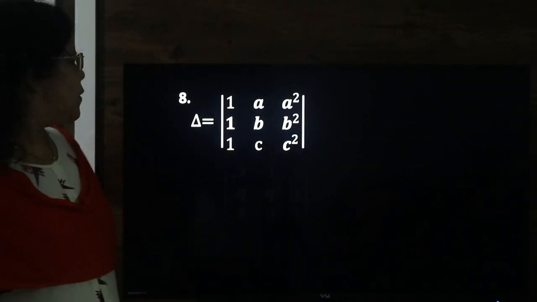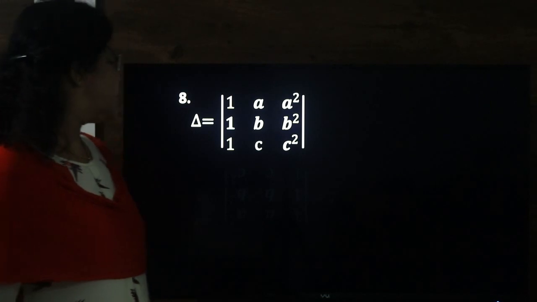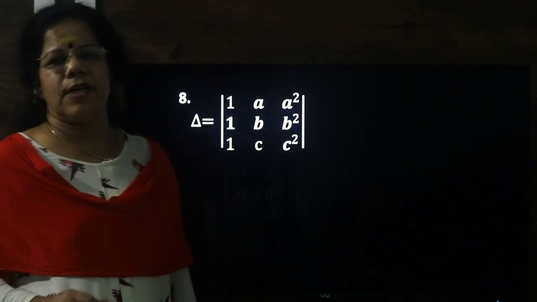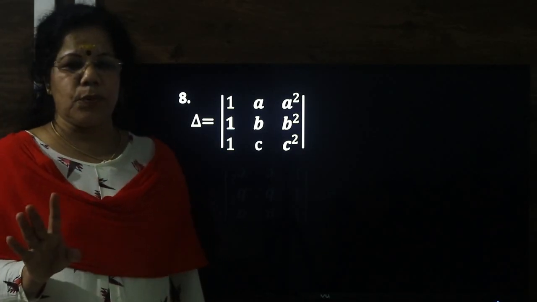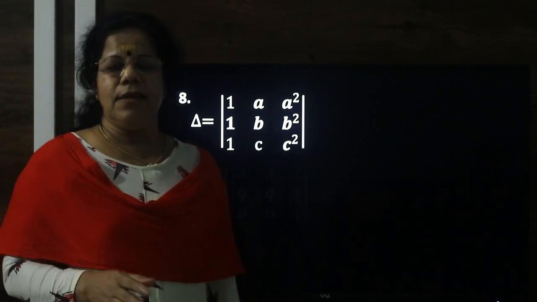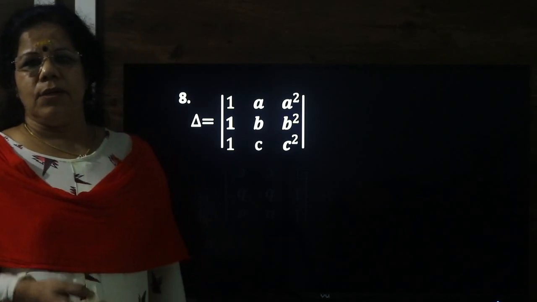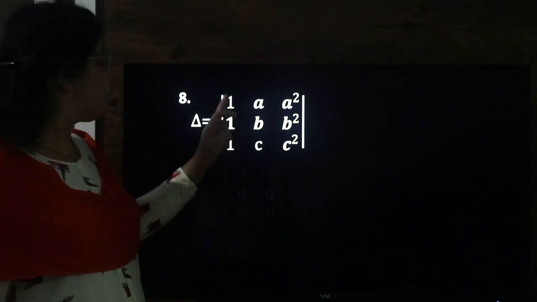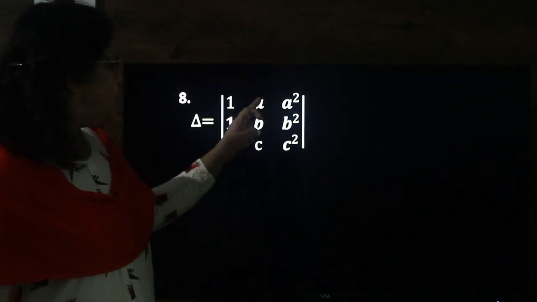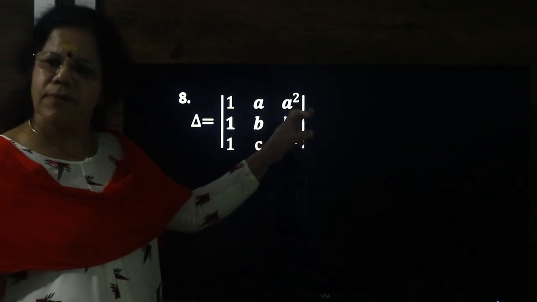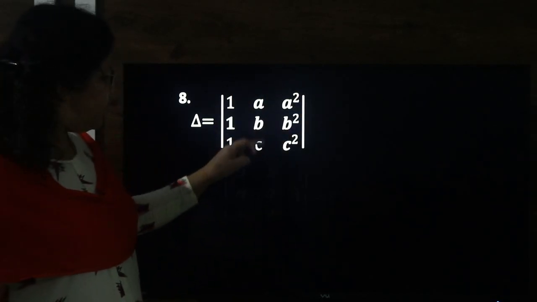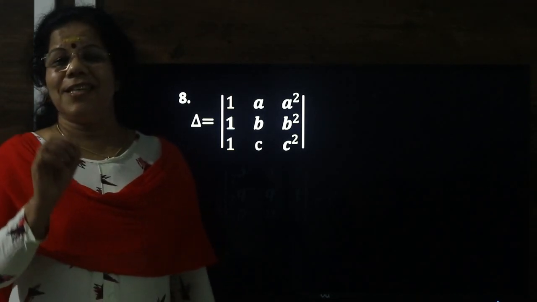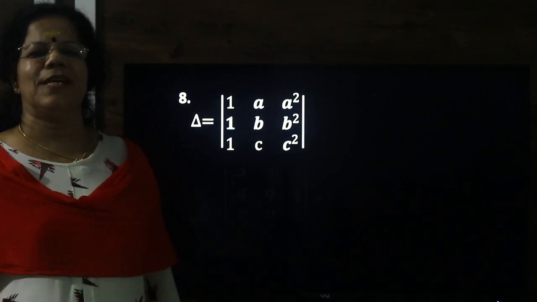Now let us go to the next one. Delta is equal to 1, a, a square, 1, b, b square, 1, c, c square. Suppose the question is given as evaluate, not to prove that, then you will be getting a lot of methods. You may be thinking, if you subtract, this one can be made 0, this one can be made 0, or this one can be made 0. A minus b, a square minus b square, there will be some common factor. Or it can be b minus c, or it can be c minus a and all. It is better if it is a prove question, so that you can observe the answer.